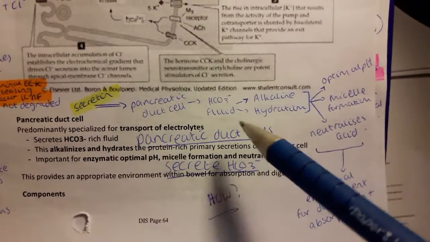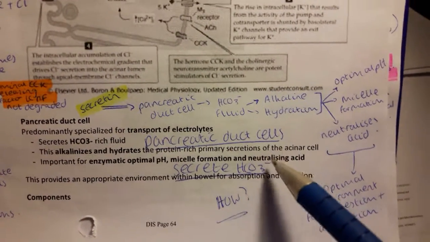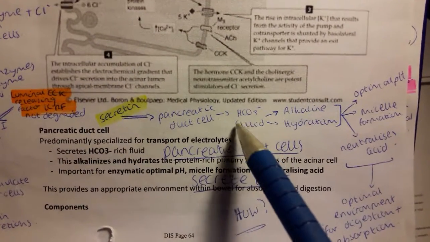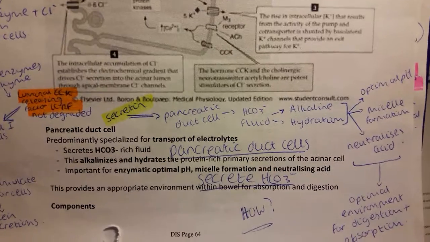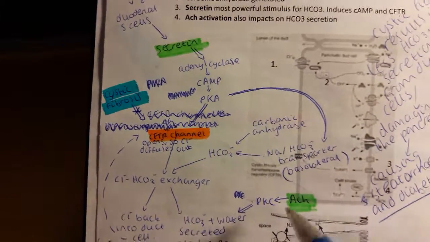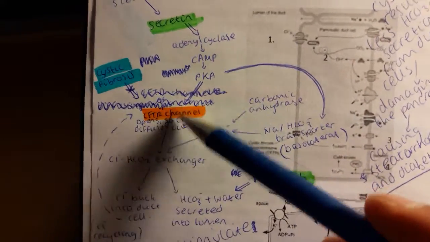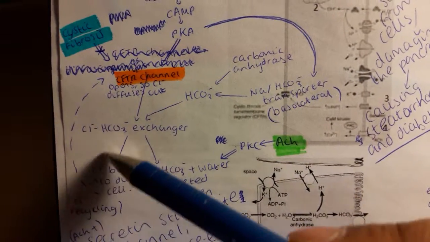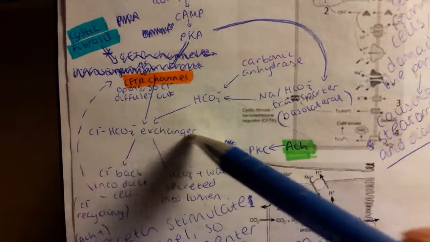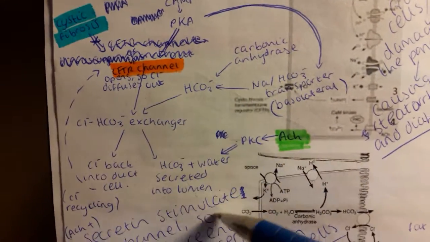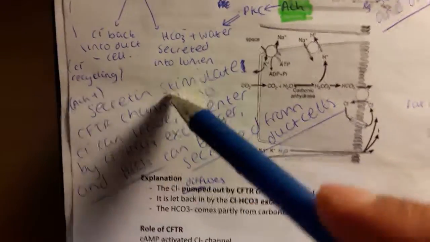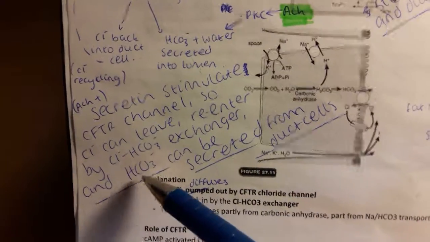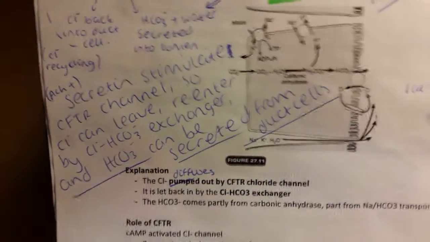Looking at the pancreatic duct cells, what do they do? Well, they secrete bicarbonate essentially, which neutralizes the acid and provides an optimal pH for micelle formation, and they're stimulated by secretin. How do they do this? Well, secretin stimulates the CFTR channel. This allows chloride to leave the duct cell, and then when it enters the duct cell again through the chloride bicarbonate exchanger, the bicarbonate can be secreted. So essentially secretin stimulates the CFTR channel, so chloride can leave, re-enter by the exchanger, and the bicarbonate can be secreted from the duct cells.